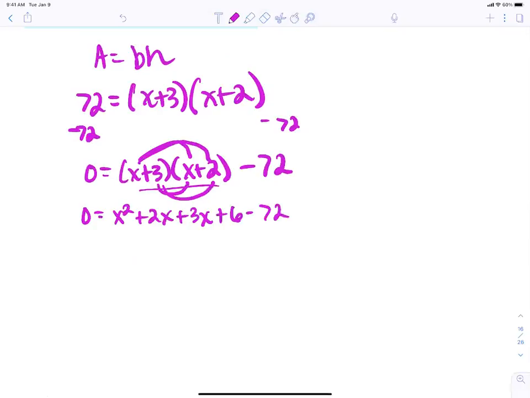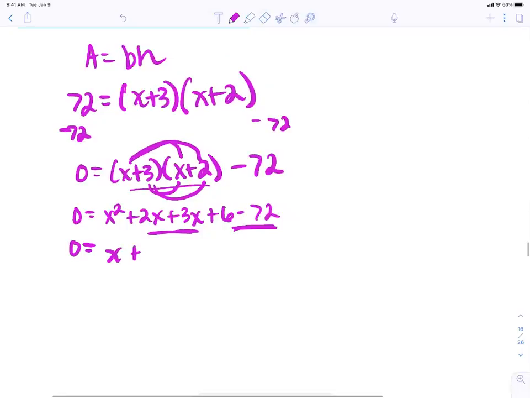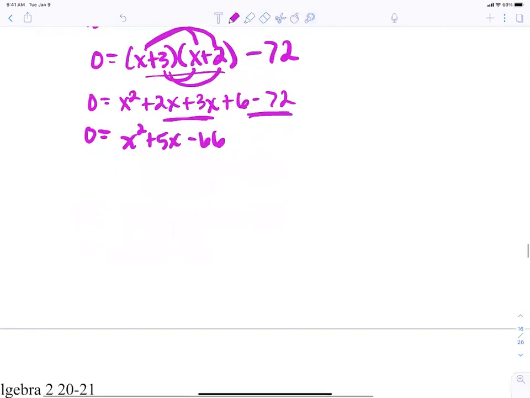And now let's just clean it up a little bit and combine our like terms. We have like terms here and here. We're going to be left with x squared, 2x plus 3x ends up being plus 5x. Oops, forgot squared. And 6 minus 72 is going to end up being -66. And now that it's equal to 0, all my like terms are combined. Now we can go through and we can factor.